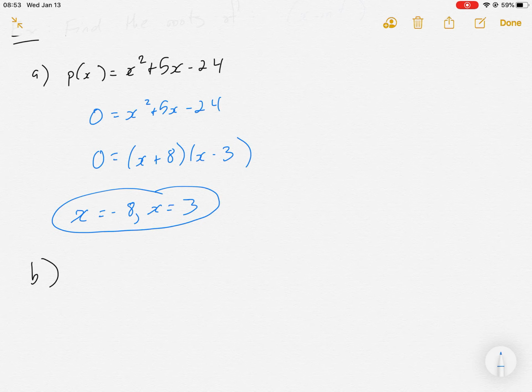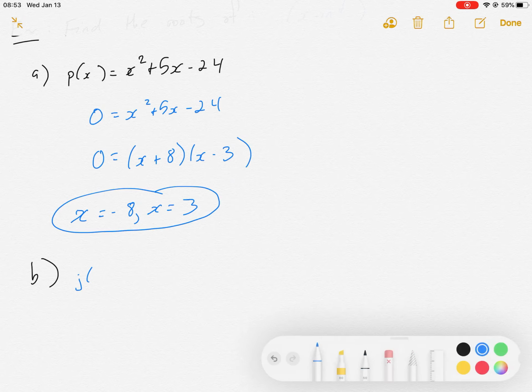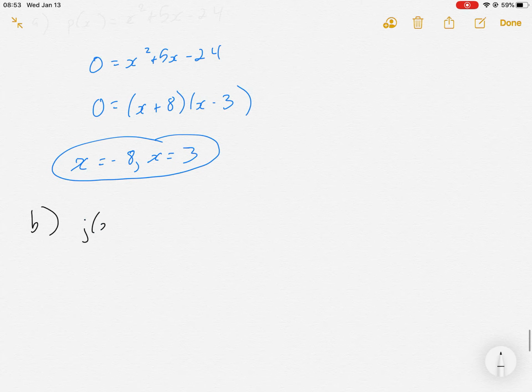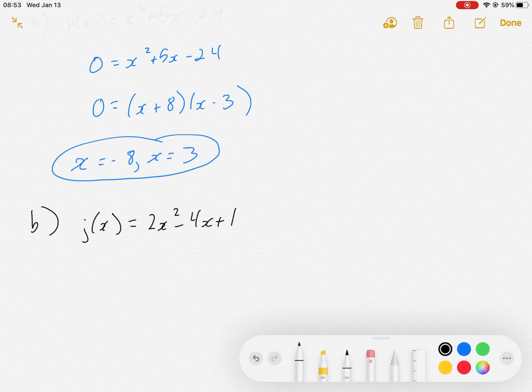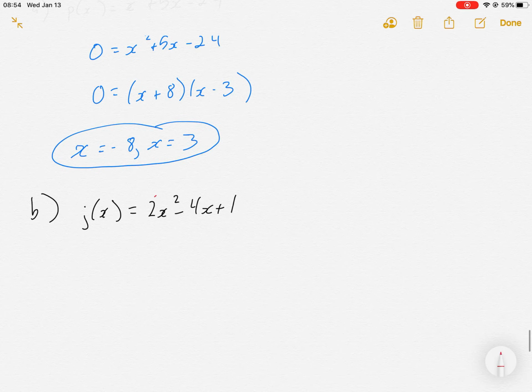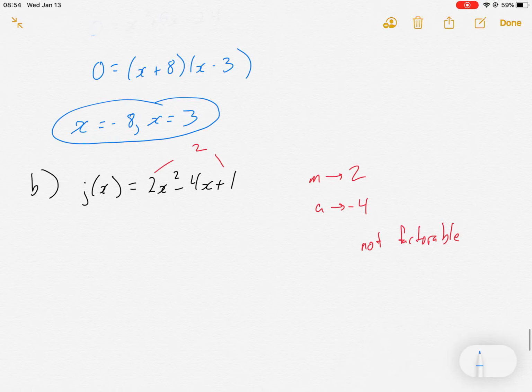Okay, so now let's do j of x. Oops. Try to color code here, use the black ink. So j of x equals 2x squared minus 4x plus 1. Okay, so let's go ahead and try to factor. 2 times 1 gives me 2. Are there two numbers that multiply to give me 2 and then add up to give me -4? No, there are not. So we would say this is not factorable. Sort of. It's not factorable over the integers, meaning we can't find two integers that work.